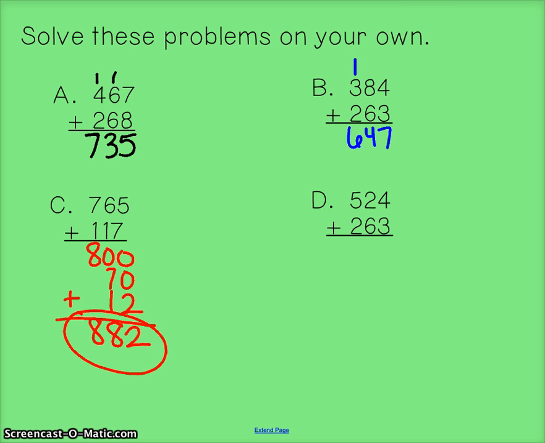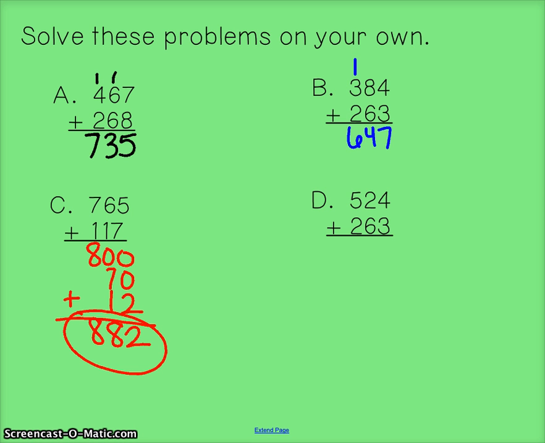All right, as you can see, we solved C using the all totals method. We found the first total for the hundreds, then the total for the tens, then the total for the ones, and we added them together. It's really, really important that you have your place values lined up, because there's a good chance that if you didn't get it right, they were out of order.